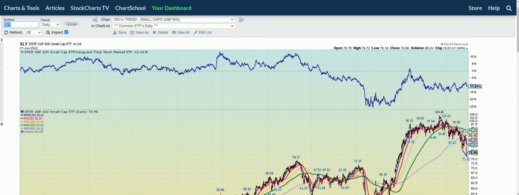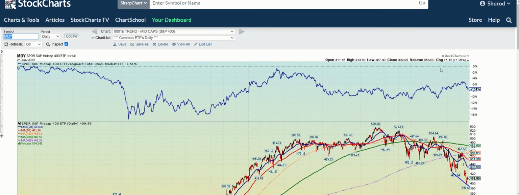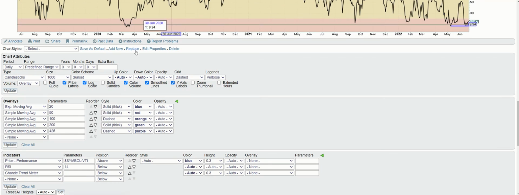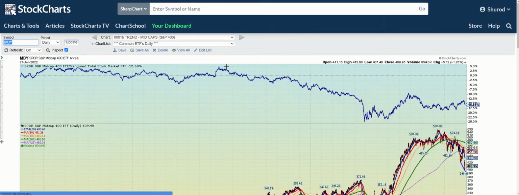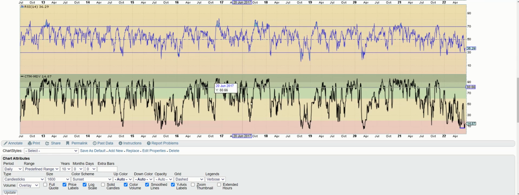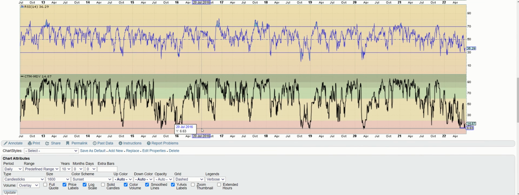back now and look at the mid caps. Let's put this one on 10 years also and update it. The Chande Trend Meter, do you see that? Do you see that horizontal crosshair that I'm putting on here?